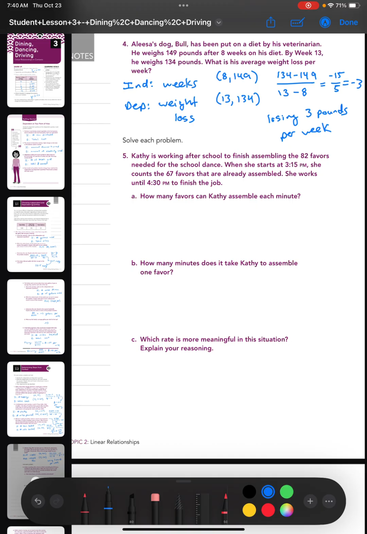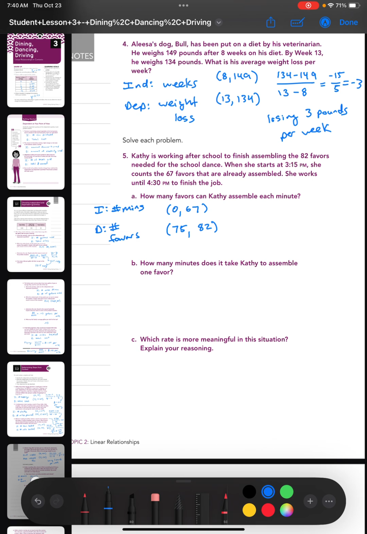Well, at her starting point, so we could say at 0 minutes she's worked, she has made 67 favors. So our independent is the number of minutes. Dependent is the number of favors she's made. And then we also know, at 4:30, so if we're counting minutes, 3:15 to 4 would be 45 minutes plus another 30. So that's at 75 minutes into the problem. She has made 82 favors.